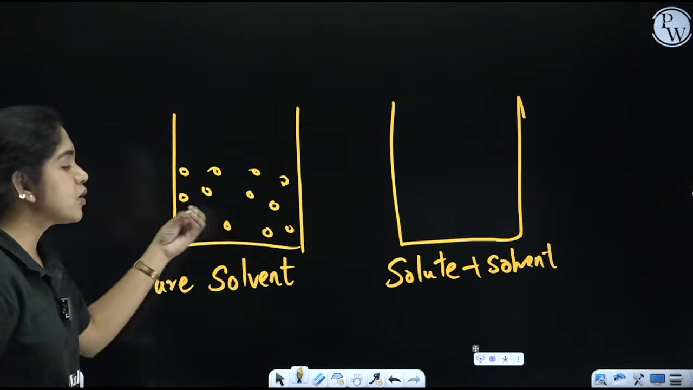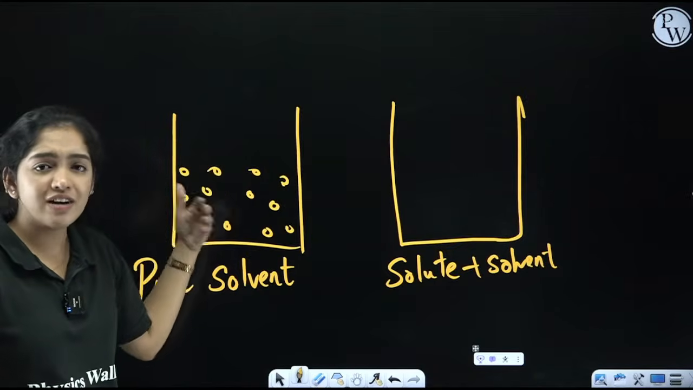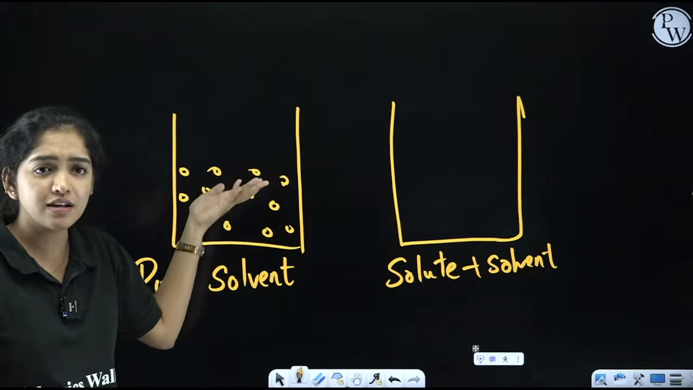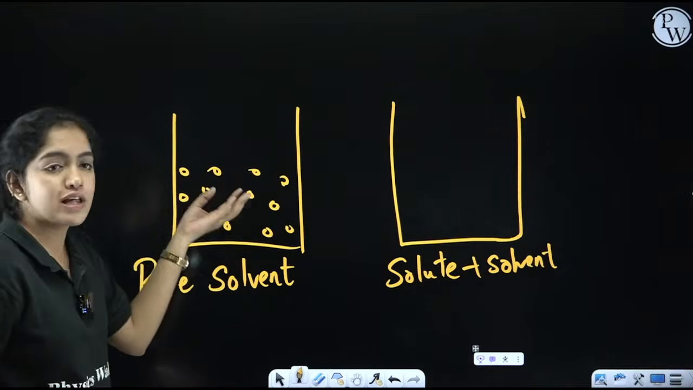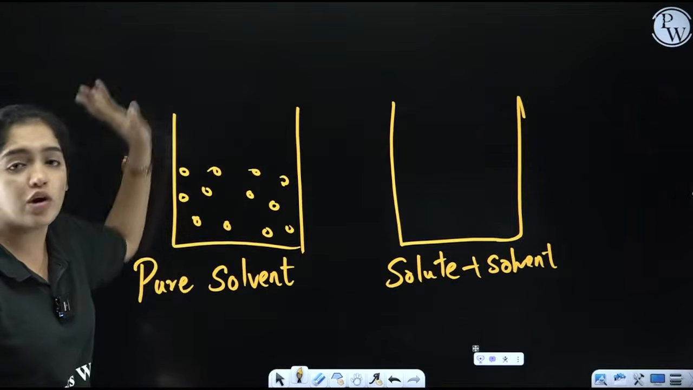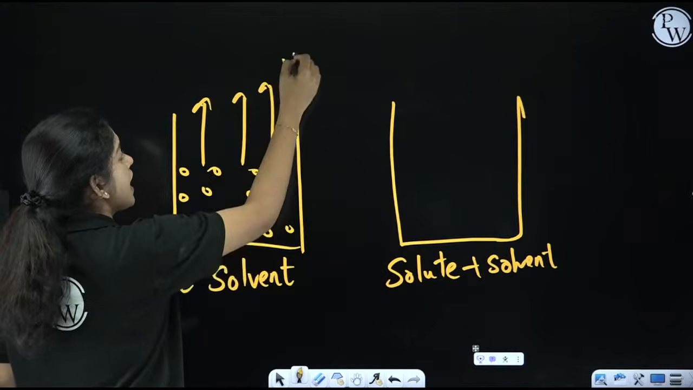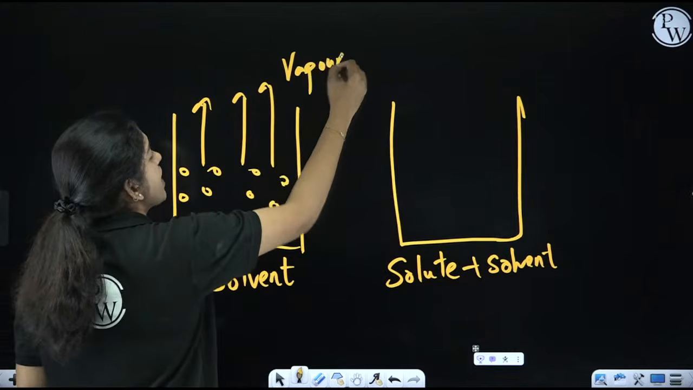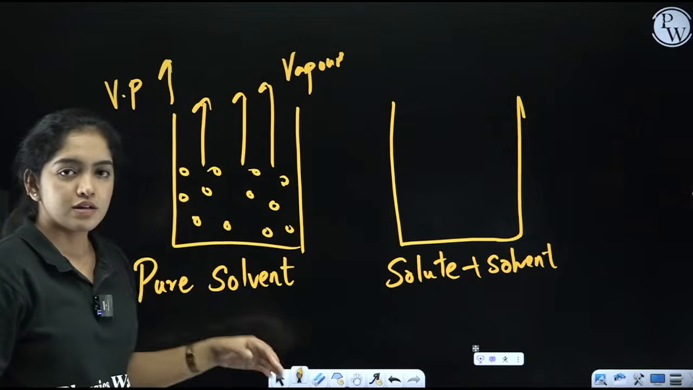Here, the solvent molecules can easily vaporize, right? Is anyone giving a barrier or hindrance there? No one is giving any barrier or hindrance, right? So, these molecules can easily vaporize or evaporate as molecules. So, it will go as vapors. So, their vapor pressure will be very high. That is very, very important.